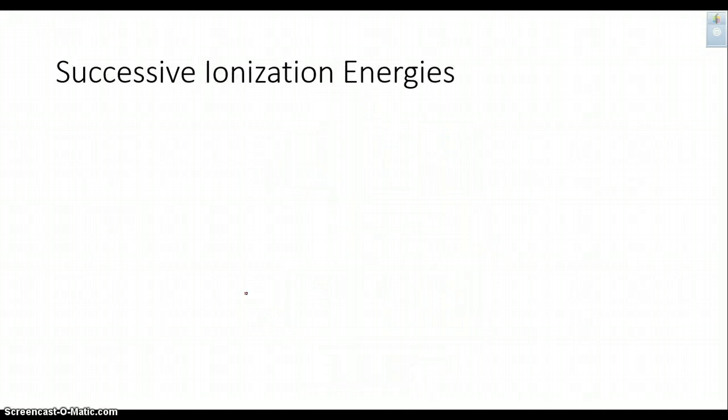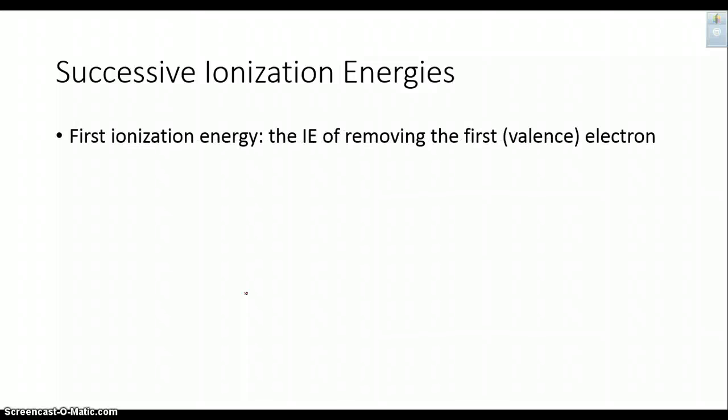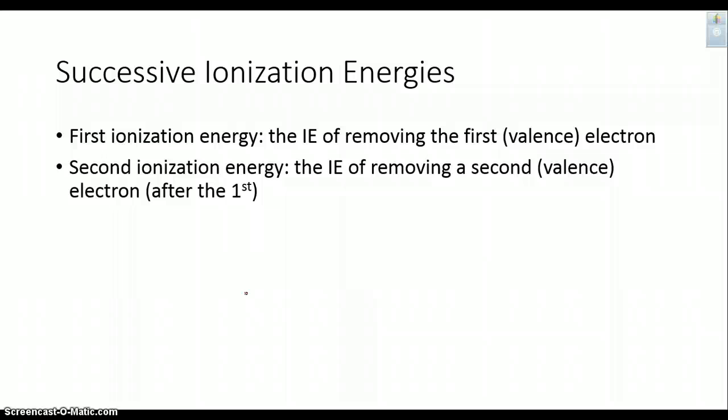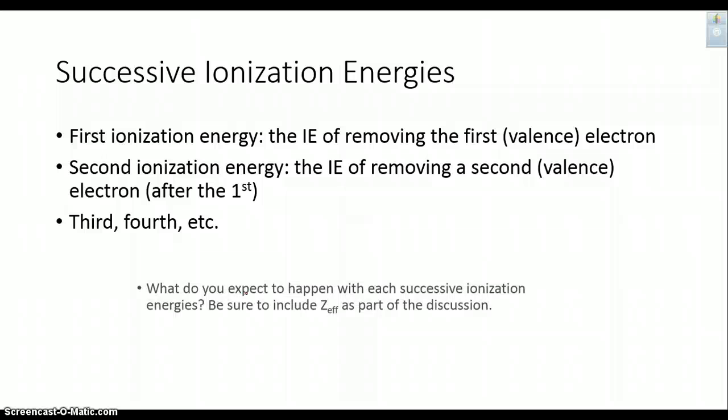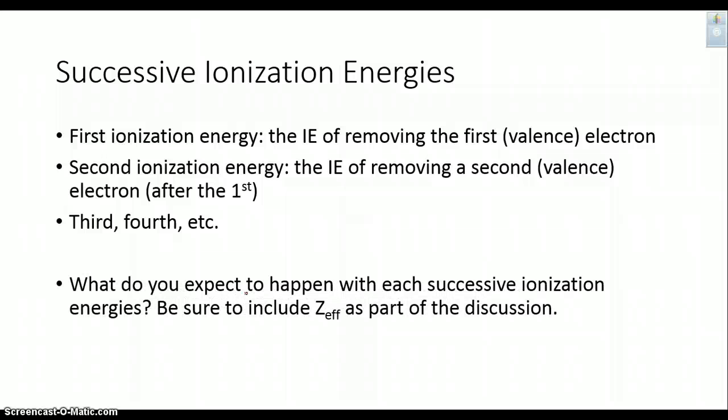Moving on, successive ionization energies. So hopefully most of you know what successive means, meaning one right after the other. Typically speaking, the first ionization energy removes the first valence electron. And the second ionization typically also removes a second valence electron after the first one has been removed. And this can go on for the third, fourth, etc. until you eventually want to stop. But the idea here is that you need to understand what's going to happen to the ionization energy. So what is the actual value as you continue to ionize one electron after the other?